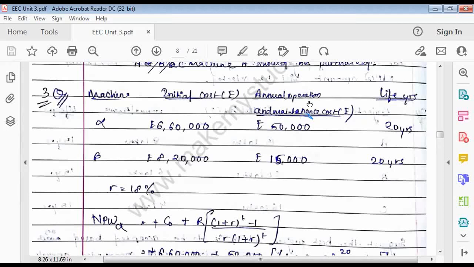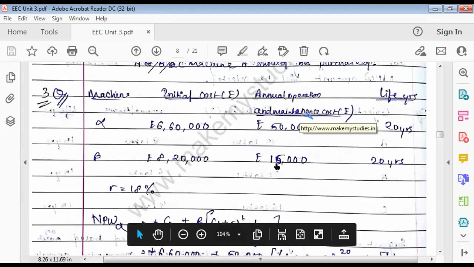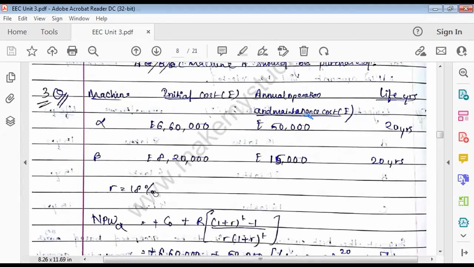Then annual operational and maintenance cost: 50,000 and 15,000 respectively for alpha and beta. Life in years, 20 years. Rate of interest, 18%.